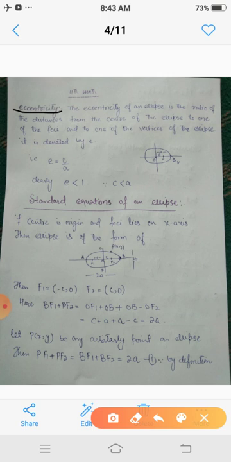The eccentricity of an ellipse is the ratio of the distances from the center of the ellipse to one of the foci and to one of the vertices of the ellipse. It is denoted by e.